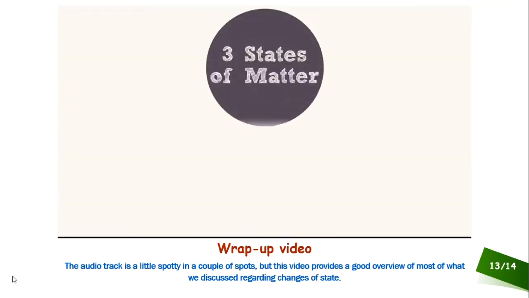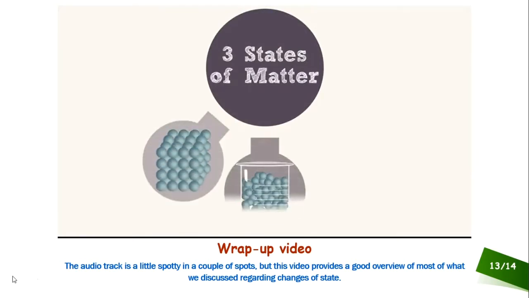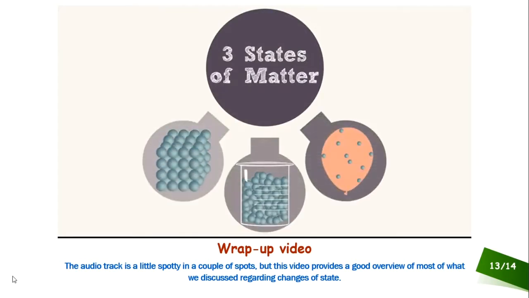There are 3 states of matter: solid, liquid, and gas. Any substance can go from one state of matter to another state of matter by changing temperature or pressure or both. These are physical changes, not chemical changes.